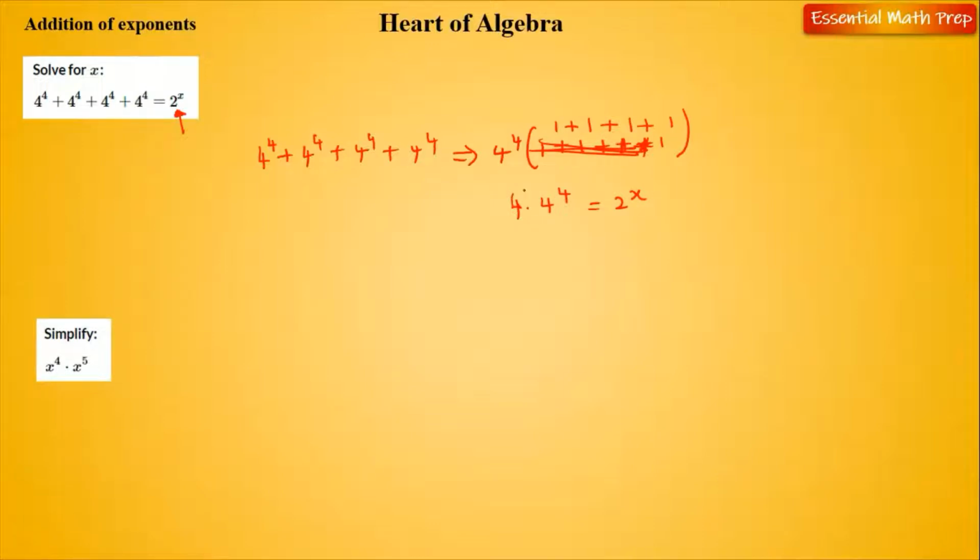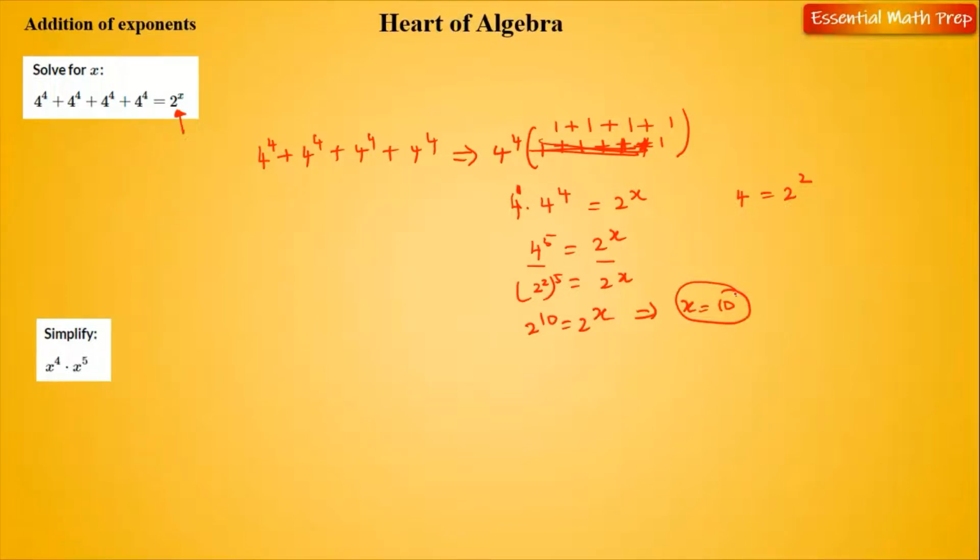This is 4. So this is same as 4 power 1 times 4 power 4, which is further same as 4 power 5 equals 2 power x. So we're not done with it because the base here is 4 and there it is 2. 4, however, can be simplified. 4 is nothing but 2 squared. So if you write it as 2 squared raised to the power 5 equals 2 power x. Now this is of the form of a power m times n. So that's 2 power 10 equals 2 power x, implies x equals 10.